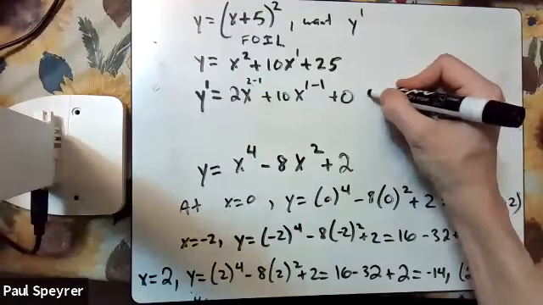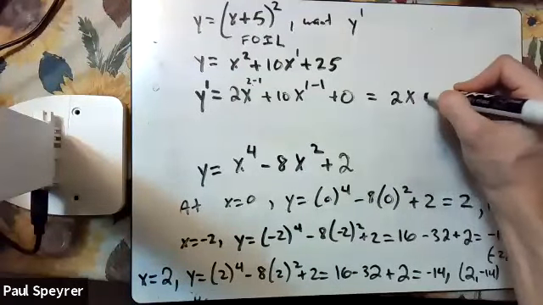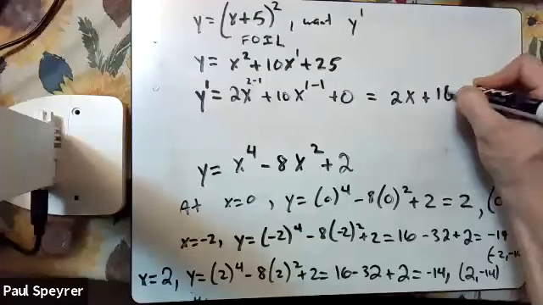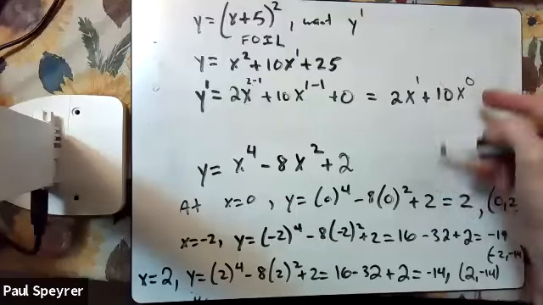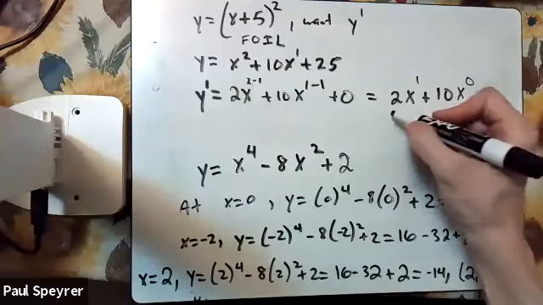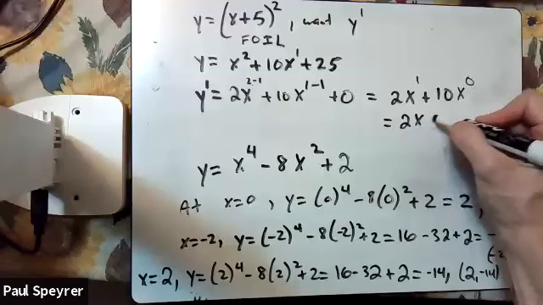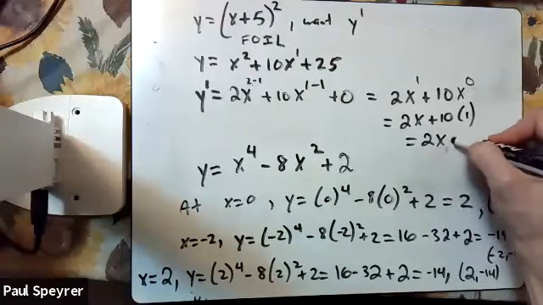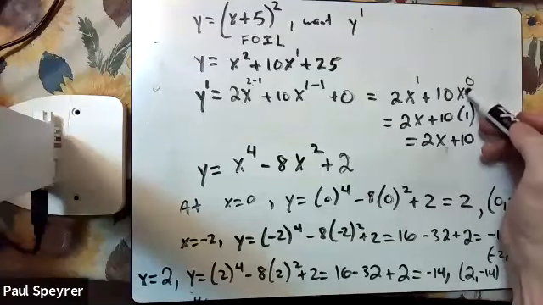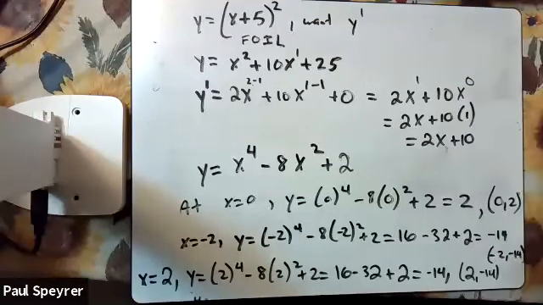So what does that leave us with? We get 2x plus 10, or 10x to the 0, right? But remember, what is x to the 0th power? That's just 1. So you get 2x plus 10 times 1, and that's just 2x plus 10. Remember that, okay? That x to 0 is 1. That's always going to happen.